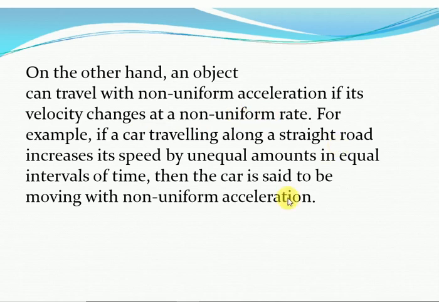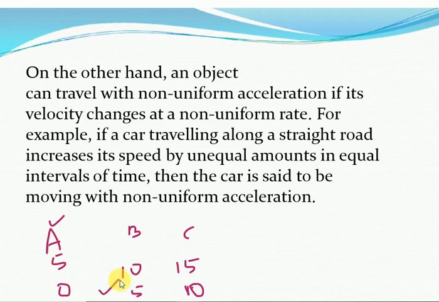If I want to give you an example, suppose at point A the velocity of the body is 5 meter per second. At point B the velocity is 10 meter per second. At point C the velocity is 15 meter per second. We consider point A as the initial point, so time equals 0. At point B time is 5 seconds. At point C time is 10 seconds. That means the body starts its motion from point A, after 5 seconds it reaches point B, and again after 5 seconds it reaches point C.